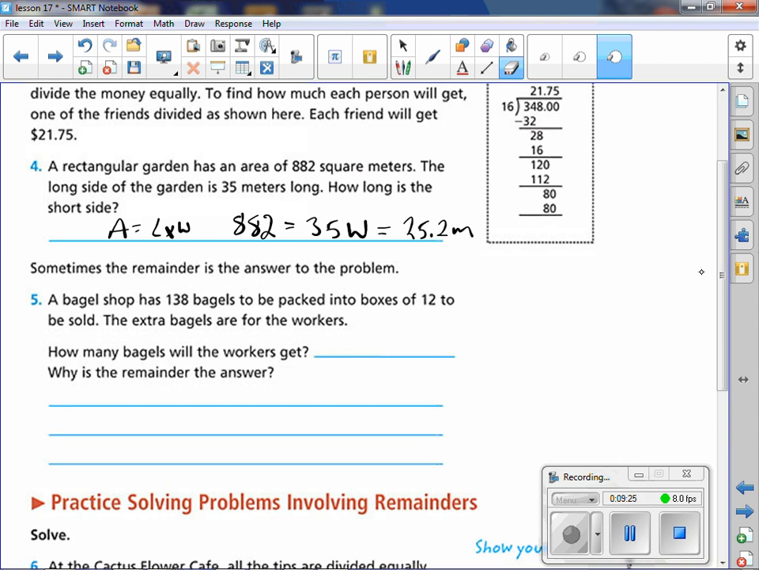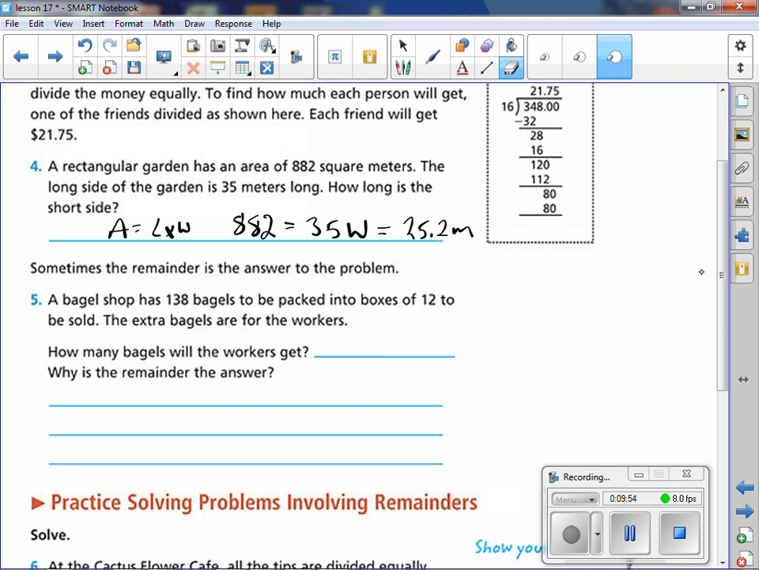A bagel shop has 138 bagels to be packed into boxes of 12 to be sold. The extra bagels are for the workers. So what are you doing with the extra bagels? You're ignoring them. You're getting rid of them. Okay, so we want to know how many bagels the workers get. That's asking what's the remainder. It's not asking how many boxes they can make. This is something that often happens on assessments, so watch for whether they are actually asking for the remainder. You need to think about what they're asking for. They want to know how many bagels the workers get.